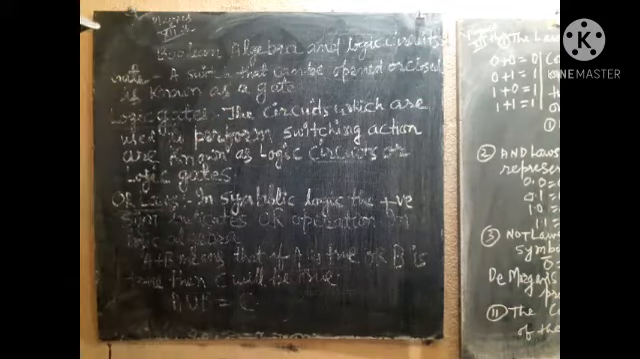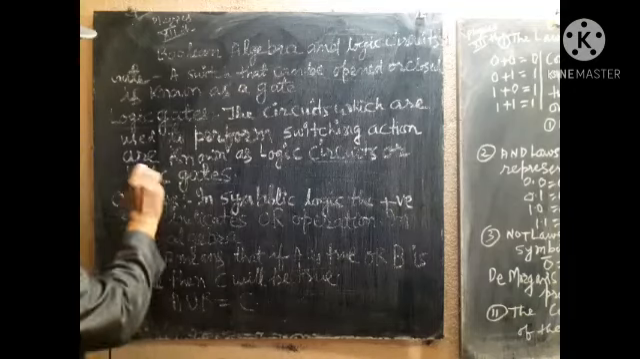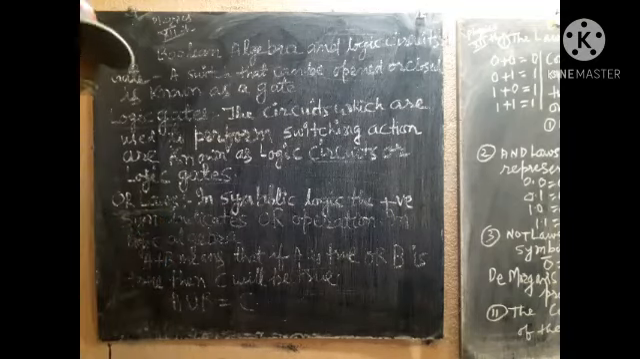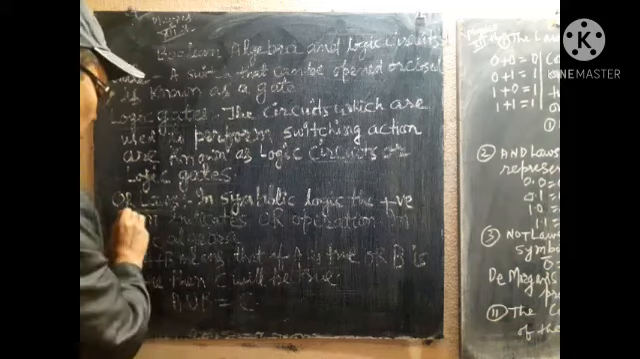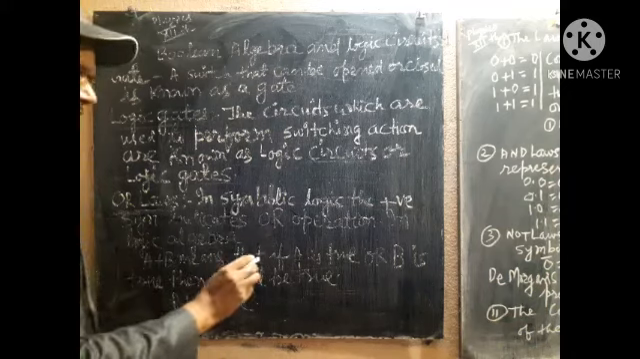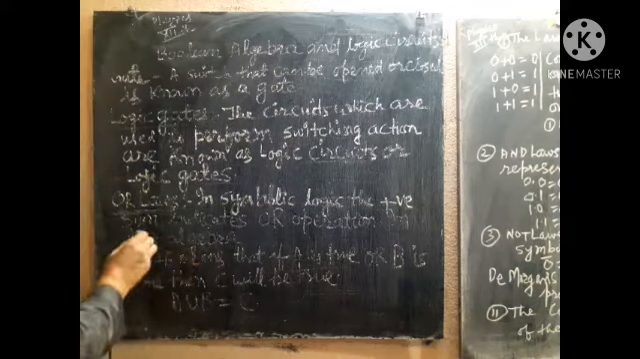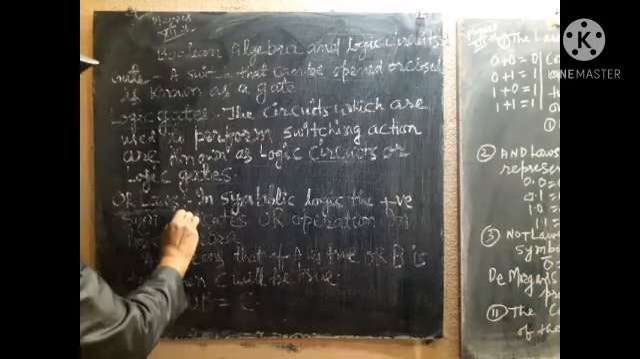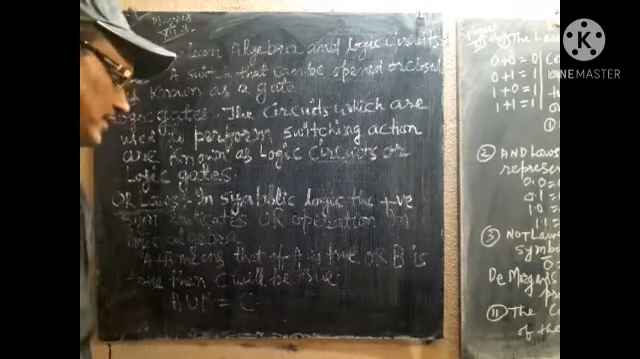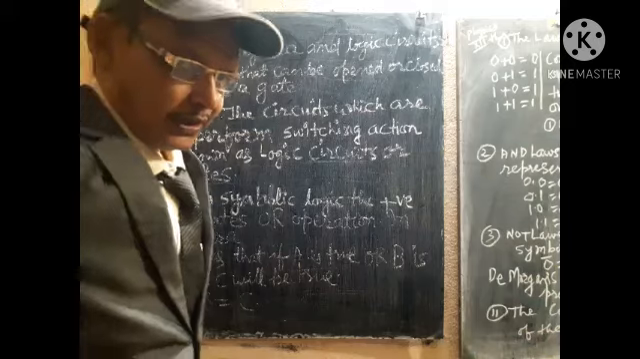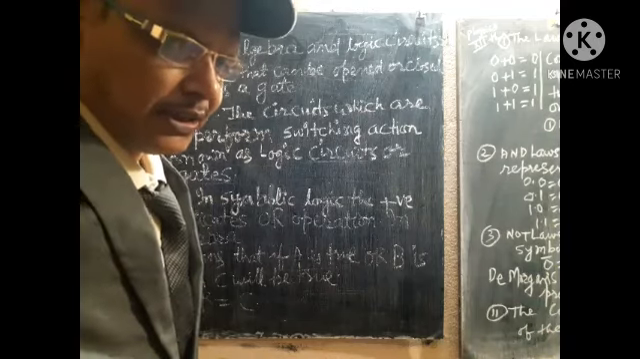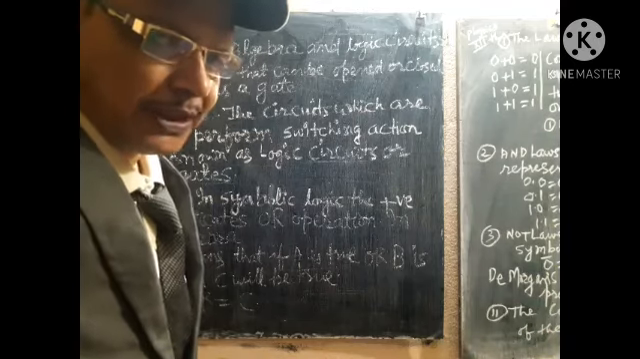Here OR laws. First thing is OR laws. In logic gates there are some important things, first thing OR laws. In symbolic logic, the positive sign indicates OR operation. In gates, if you take the positive sign, it will represent the OR gate.